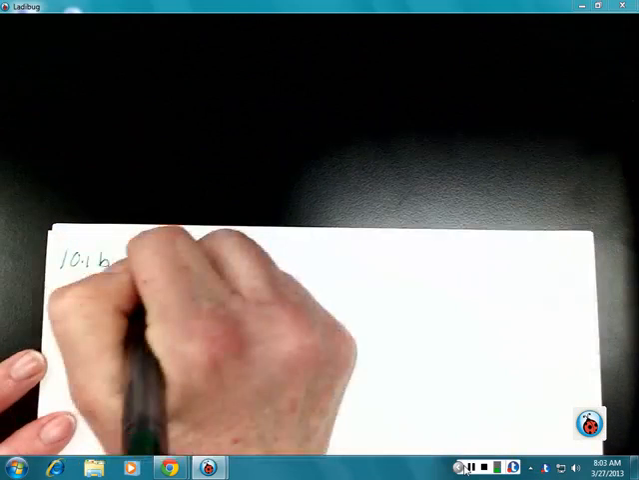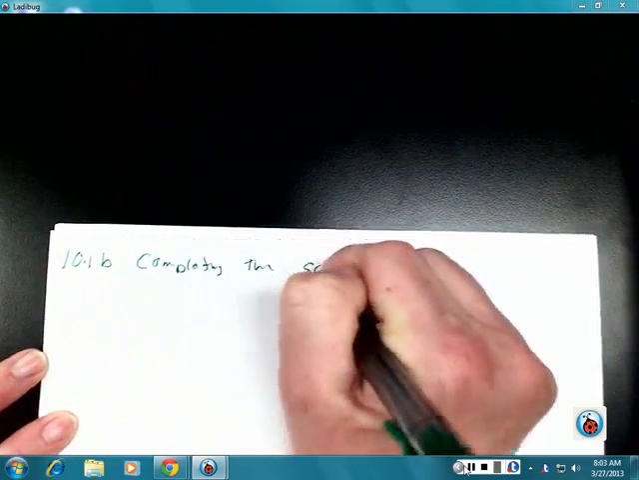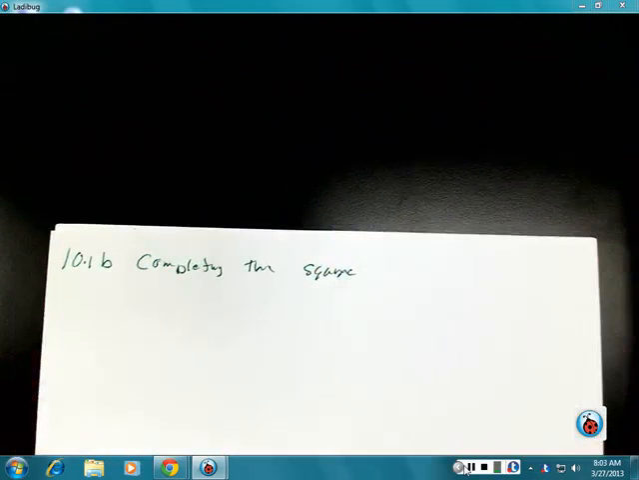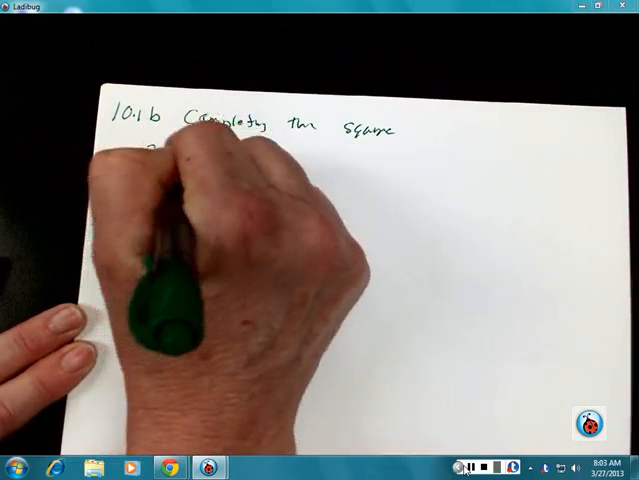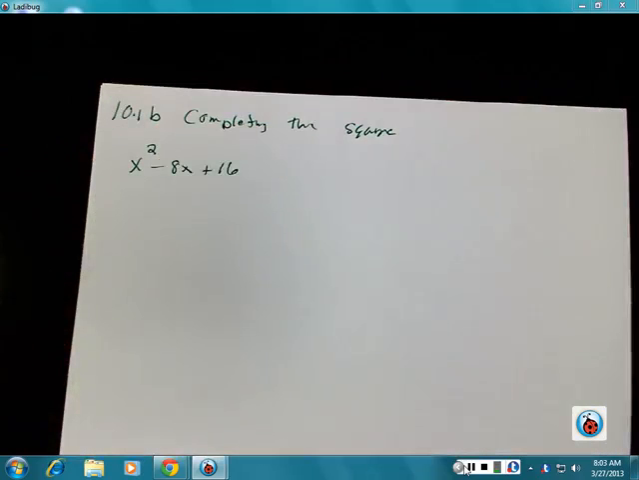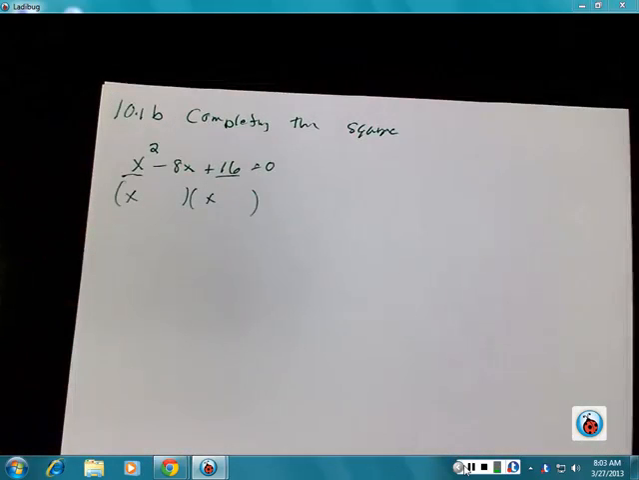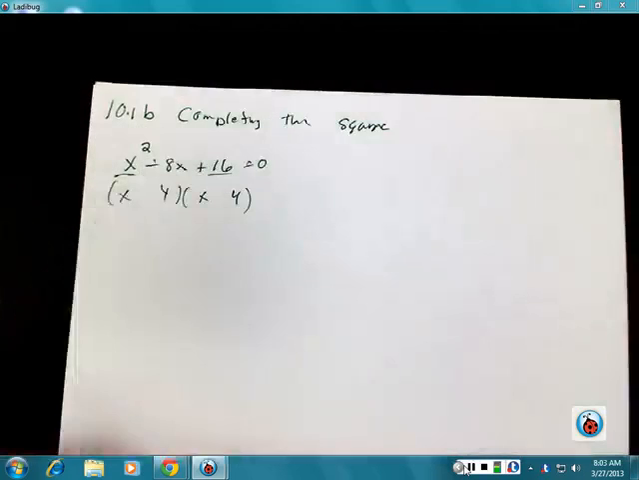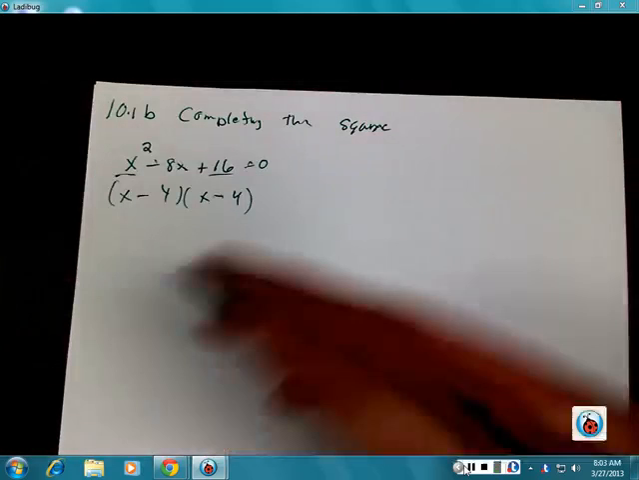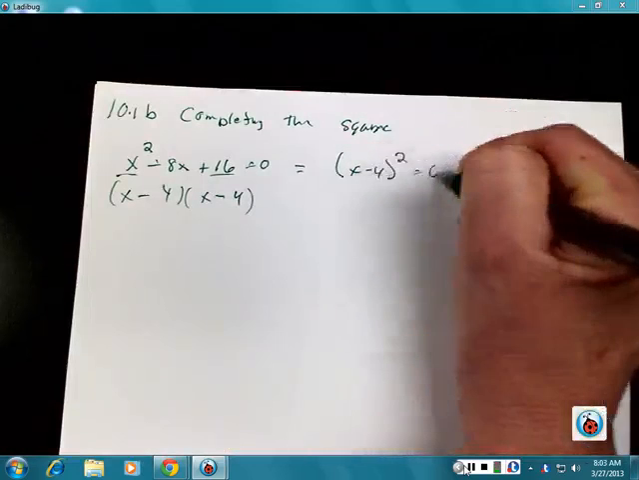10.1b, and that is completing the square. If you remember back from factoring, it's been a while, that was chapter 6 in Hawks, we could have things that were perfect squares, such as x squared minus 8x plus 16. If I set that equal to 0 and factor it, what did we find? We found it was a perfect square, meaning the first term and the last term are perfect square values. The square root of 16 is 4 and 4, but because there's a minus in the middle, I have a negative and a negative. So this is equal to x minus 4 squared equals 0.